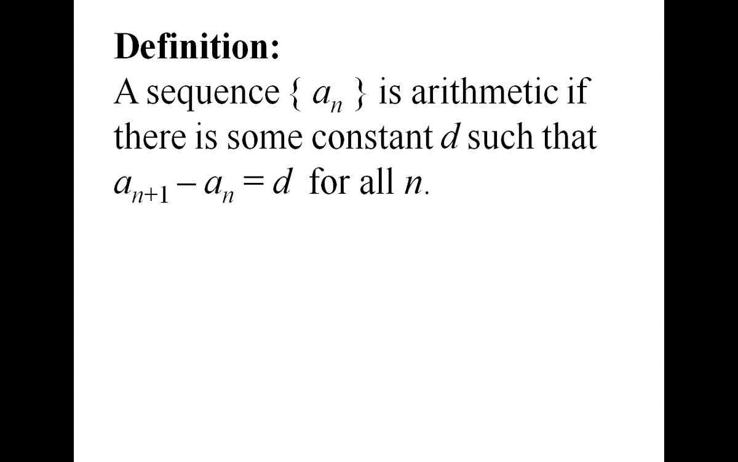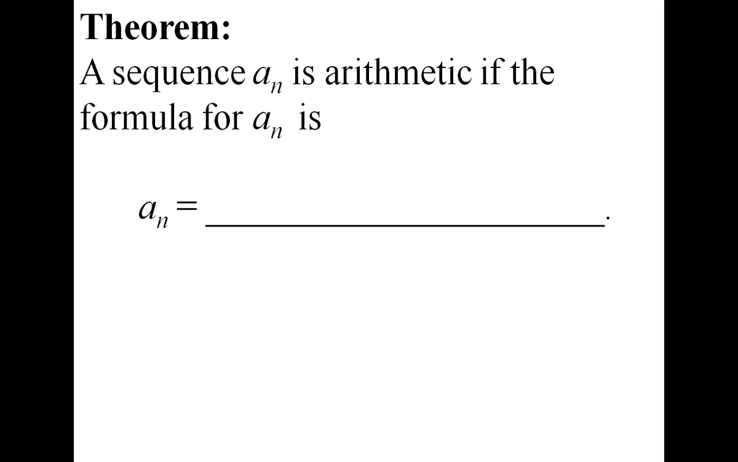D is known as the common difference. N is the number of terms you're on. So if you subtract two terms that are next to each other, they should have what's called the common difference. Alright? So there's a theorem for finding any term of the sequence. That is, any nth term can be found by taking the first term, adding the common difference, and multiplying by n minus 1.